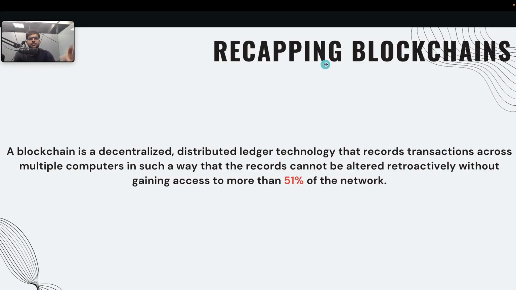Starting off with the simplest things, recapping blockchains. You guys already know this. I'm sure some of you are rolling your eyes. Why are we learning this again? Very quick 2-minute intro. A blockchain is a decentralized distributed ledger technology that records transactions across multiple computers in a way that the records cannot be altered without gaining access to more than 51% of the network.